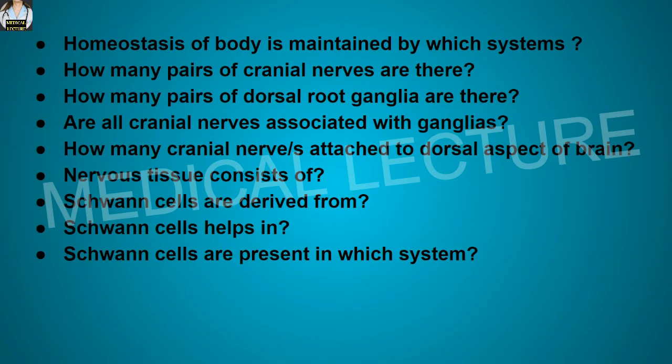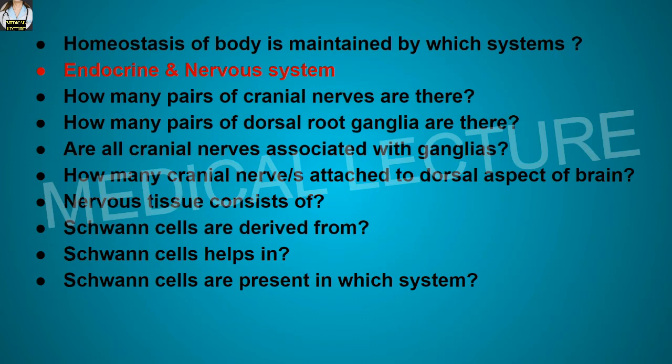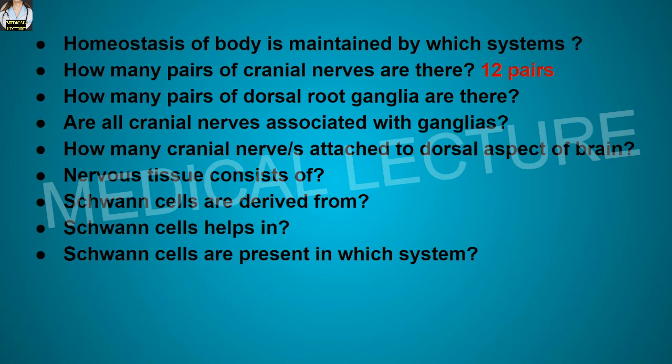Now, the homeostasis of the body is maintained by which system? It is maintained by the endocrine and the nervous system. How many pairs of cranial nerves are there? There are 12 pairs of cranial nerves. How many pairs of dorsal root ganglia are there? There are 31 pairs of dorsal root ganglia.